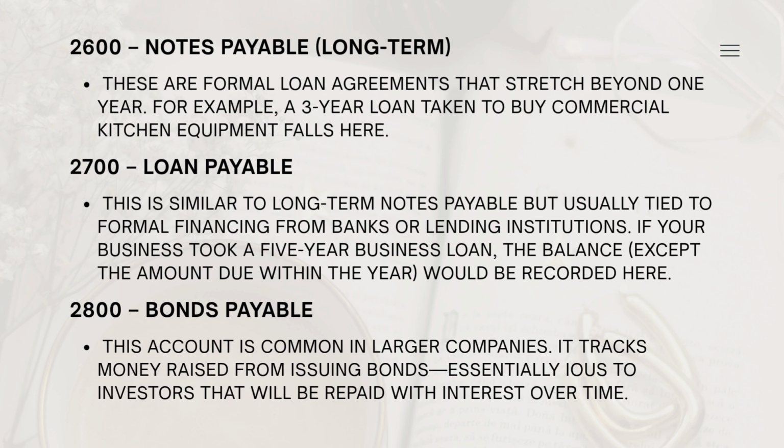recorded here. 2800 bonds payable. This account is common in larger companies. It tracks money raised from issuing bonds, essentially IOUs to investors that will be repaid with interest over time.